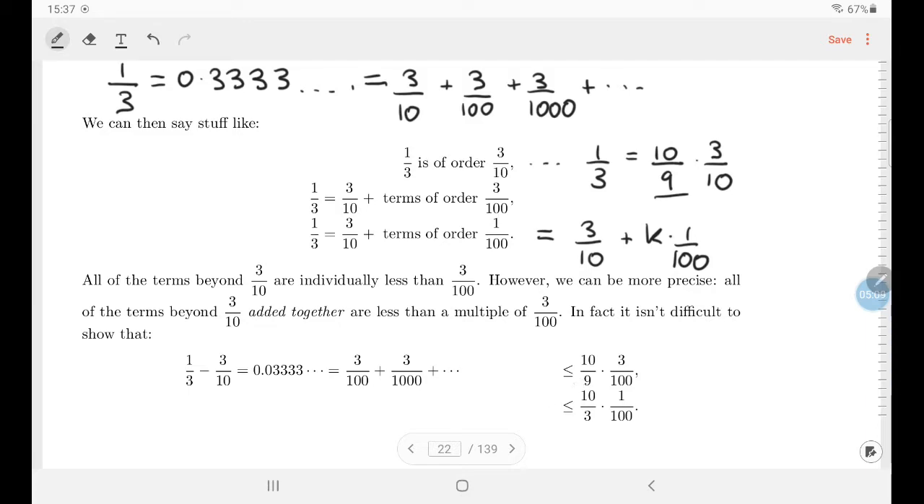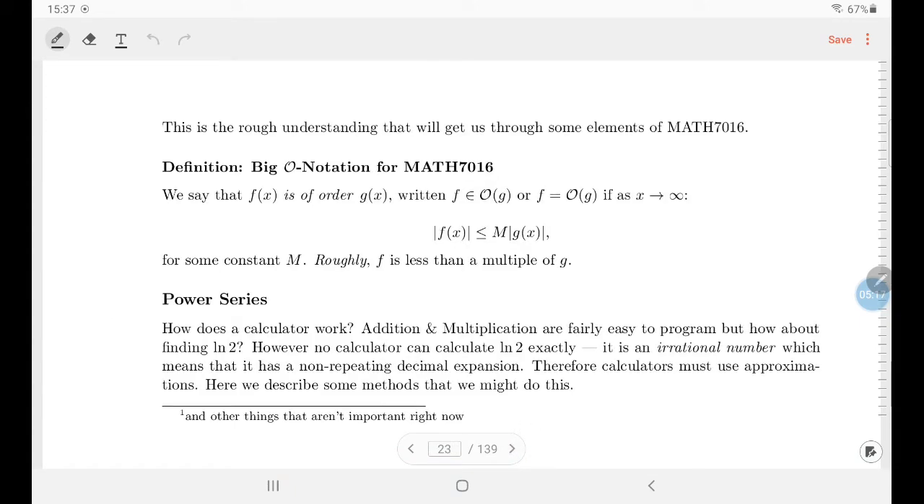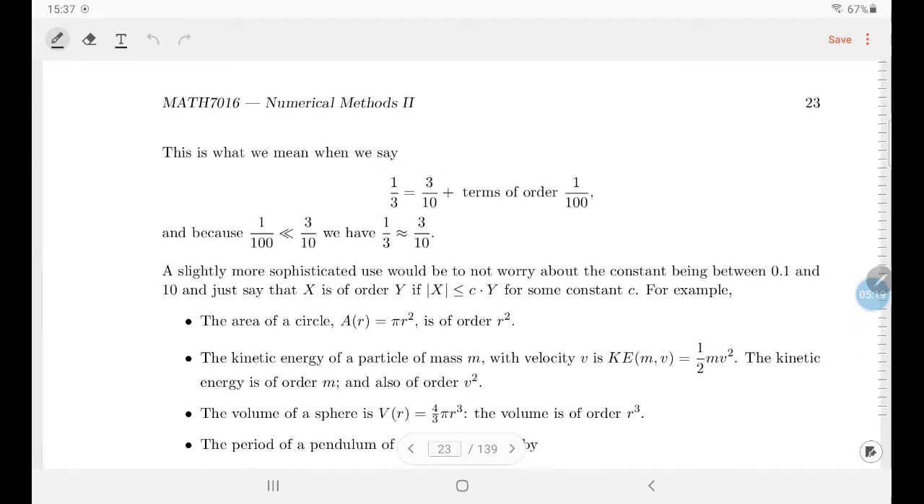1/30. Look, it doesn't really matter. The important thing is, look, it's less than a multiple of. That's the important thing. You can make this precise, but I'm kind of missing the point. Okay. So what this means is, in this kind of situation, you can say 1/3 is 3/10 plus terms of the order of 1/100.